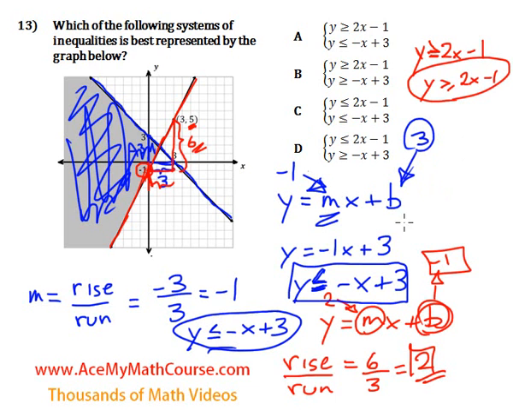So what is the answer? Well, we have y is greater or equal to 2x minus 1, and y is smaller or equal to negative x plus 3. So in this case, the answer is A.